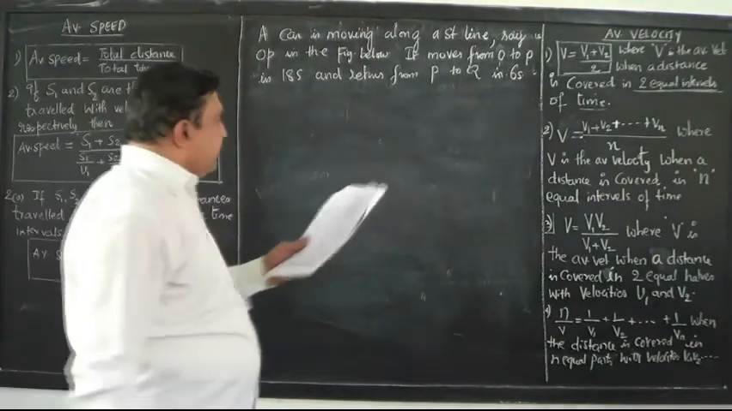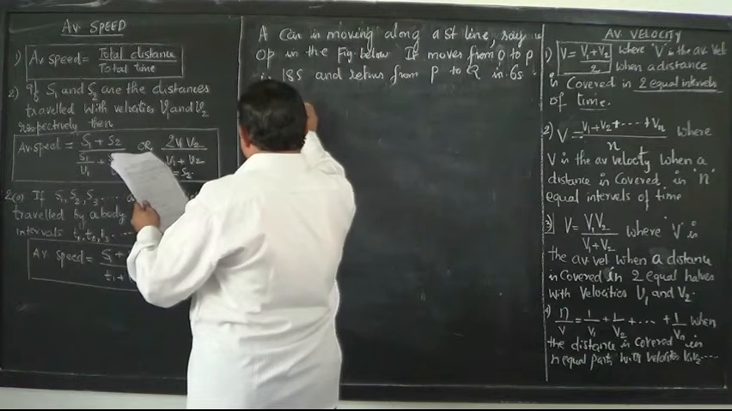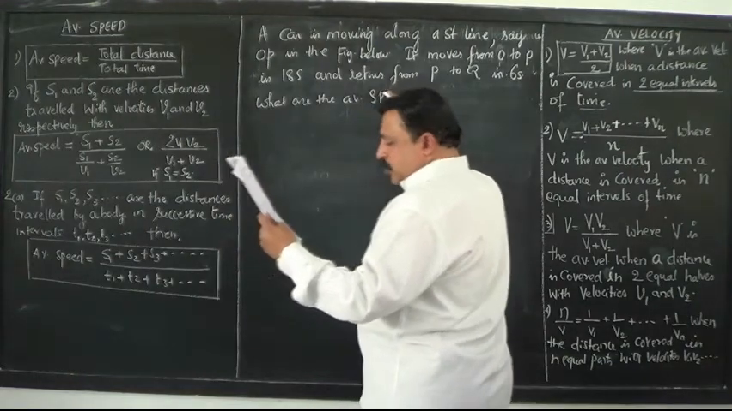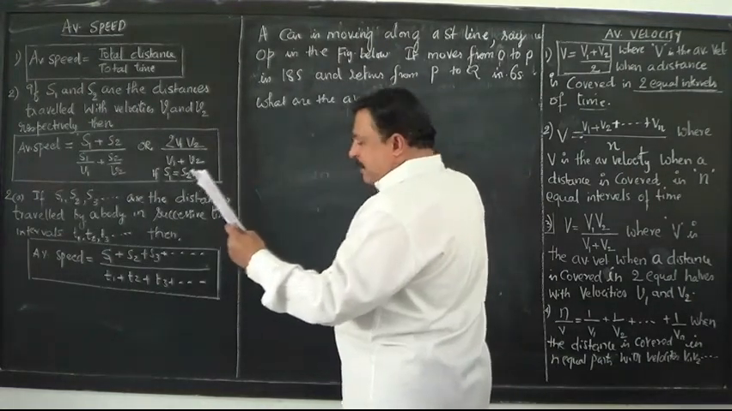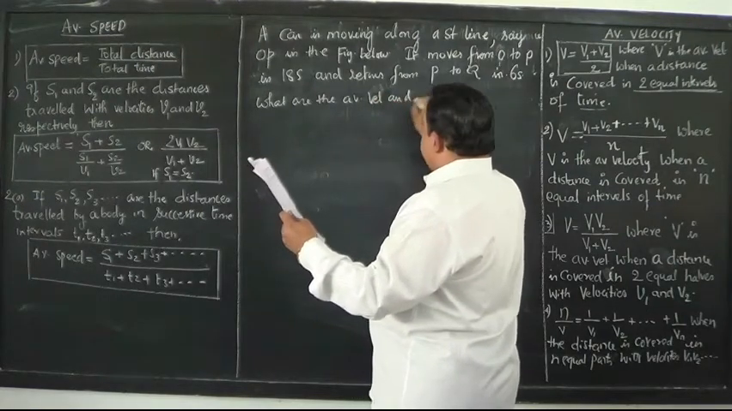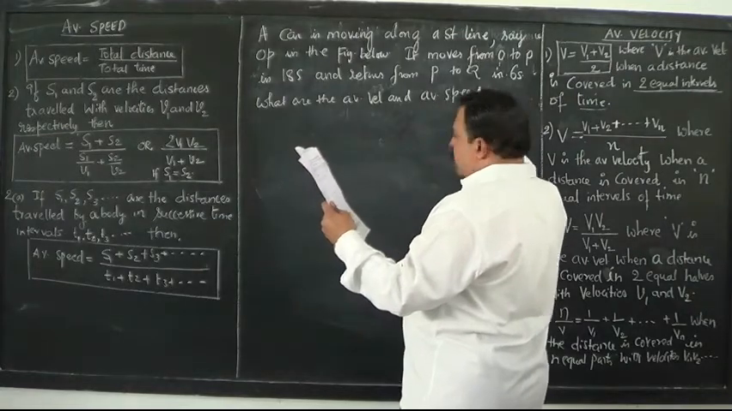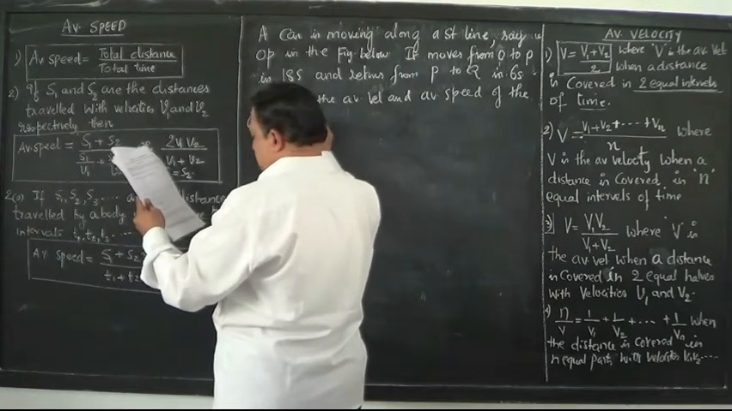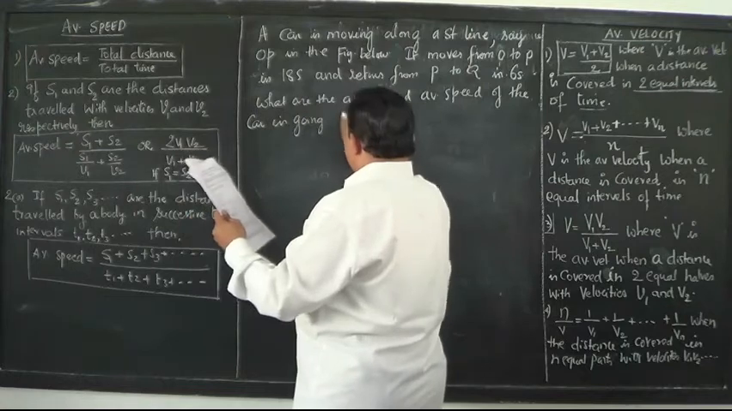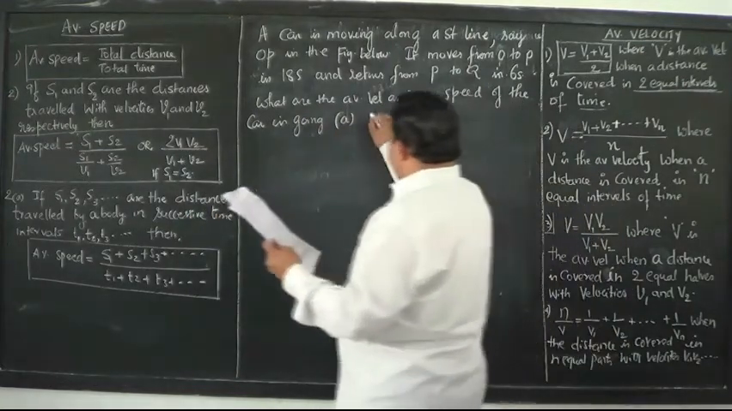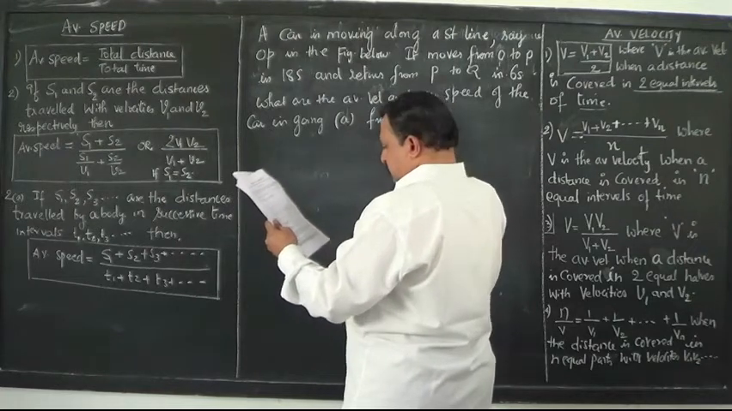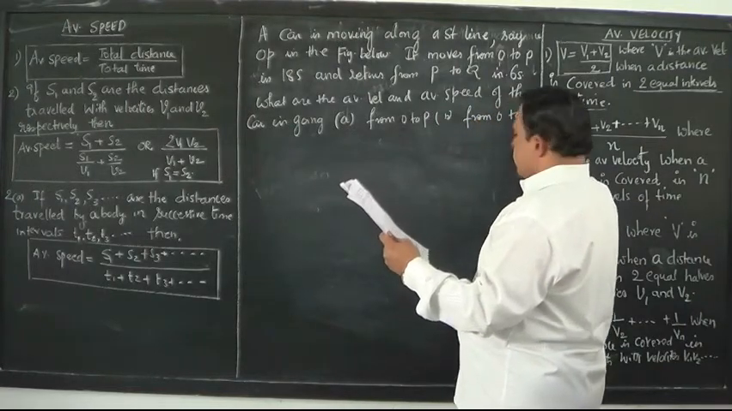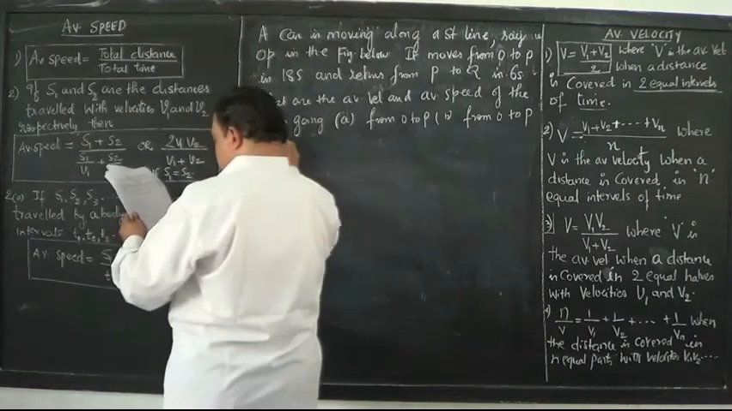What are the average velocity as well as the average speed of the car in going A, from O to P, B, from O to P and back to Q?